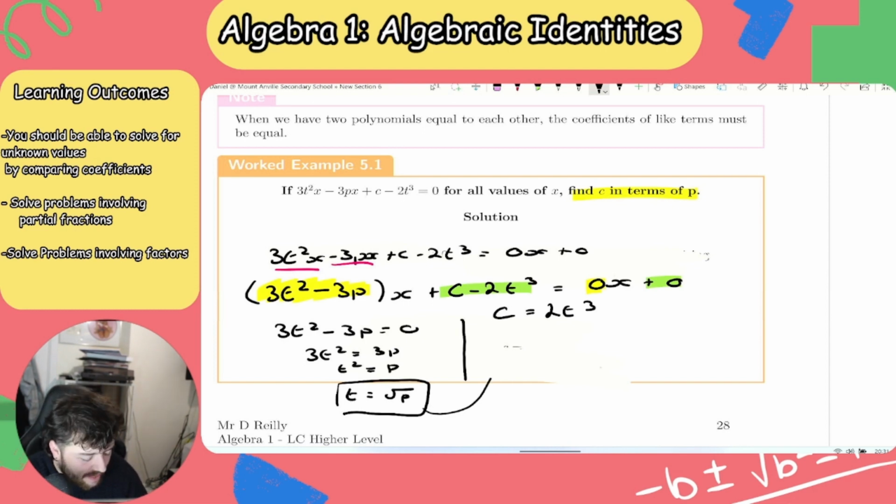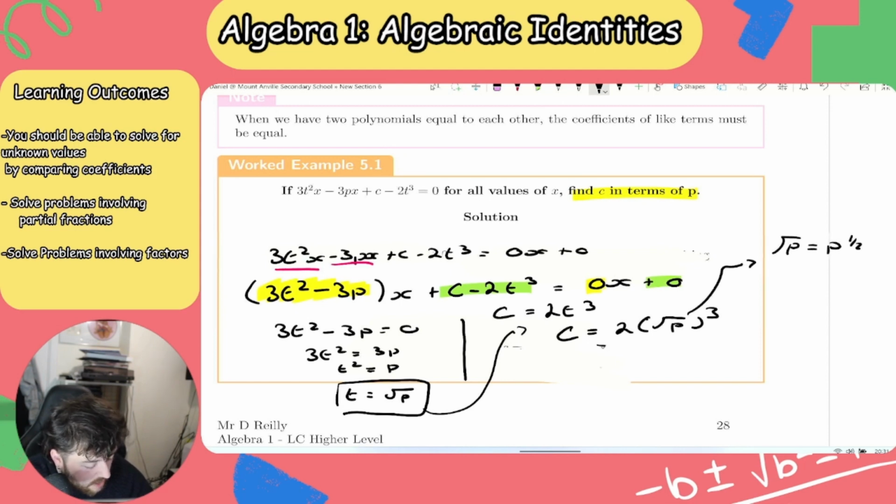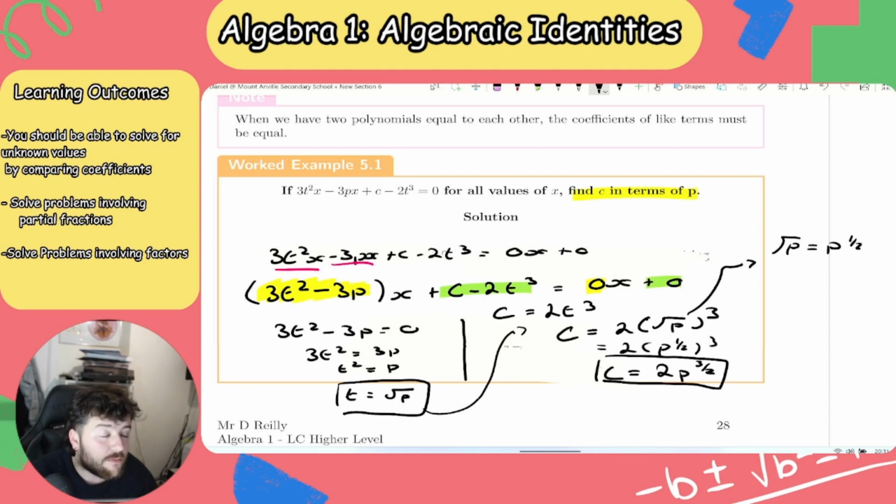So if I sub this in here, I'll get c is equal to 2 times root p to the power of 3. Now just recall, root p is the same as p to the power of a half. So I have 2 times p to the power of a half, to the power of 3. A power to a power, I multiply, so it'll be 2p to the power of 3 over 2. And that is what c is equal to. So that's more or less what the questions are asking us to do.